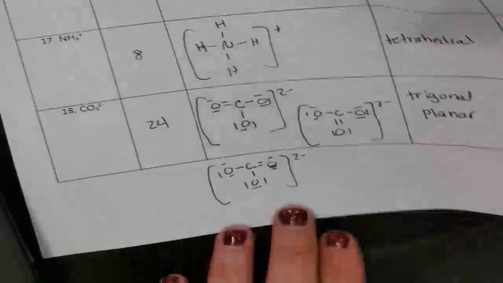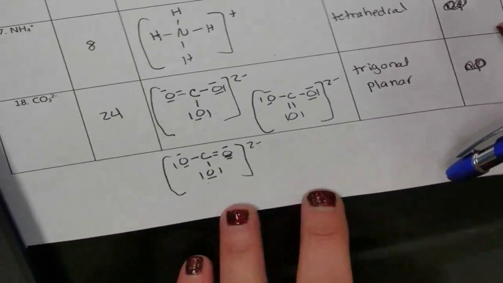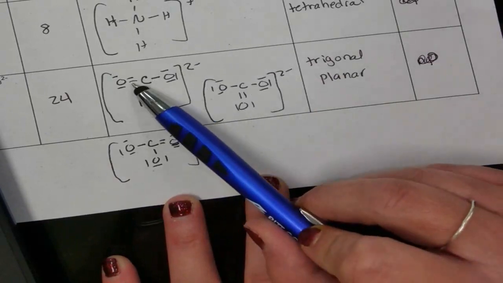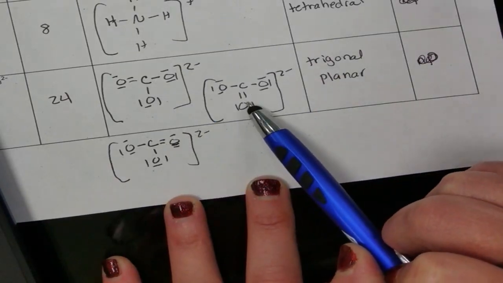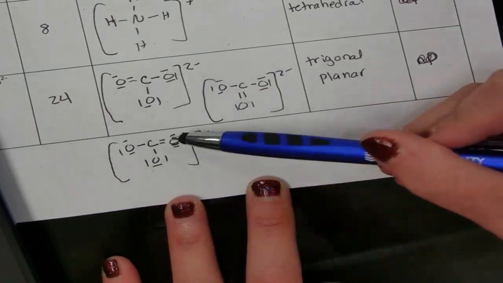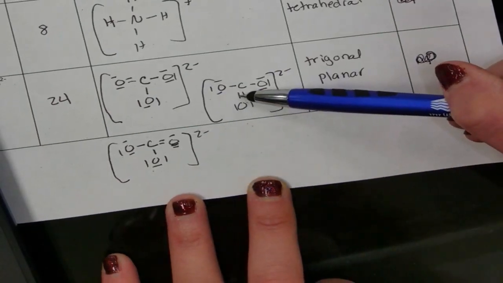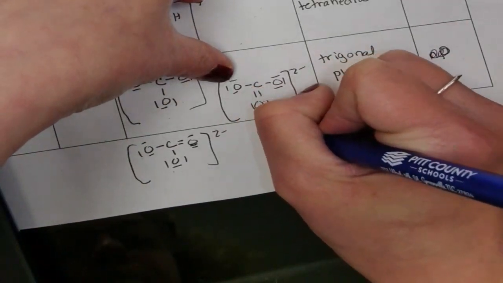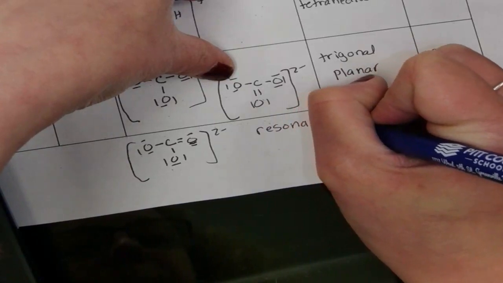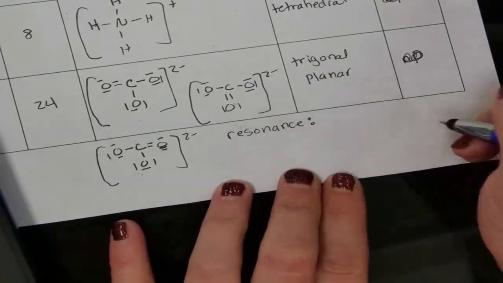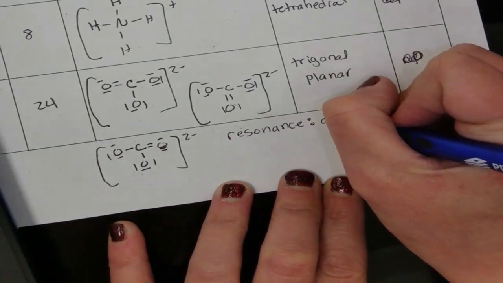All right, let's flip down to our carbonate. And you'll notice in carbonate, I've drawn it all three ways because I do not care where you put the double bond. You had the option to put the double bond on the left, on the right, or at the bottom. We call this resonance. Resonance is when you have the option to place a double bond.